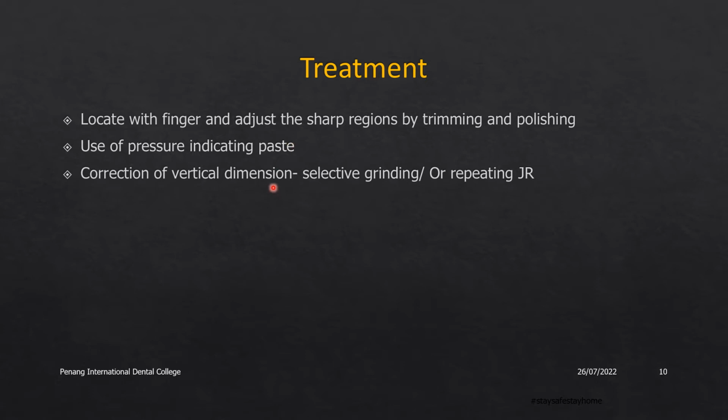Sometimes, in the case of increased vertical dimension, there may be soreness of the ridges and there may be difficulty in swallowing. If it is mild, then it can be corrected by selectively grinding the occlusal surfaces of the denture, and this may sometimes solve the problem. Otherwise, we need to repeat the jaw relationship. That is, we may need to remove the teeth from one of the dentures and then use the denture as a record base and add a wax rim to it, and again repeat the jaw relationship, specifically vertical.